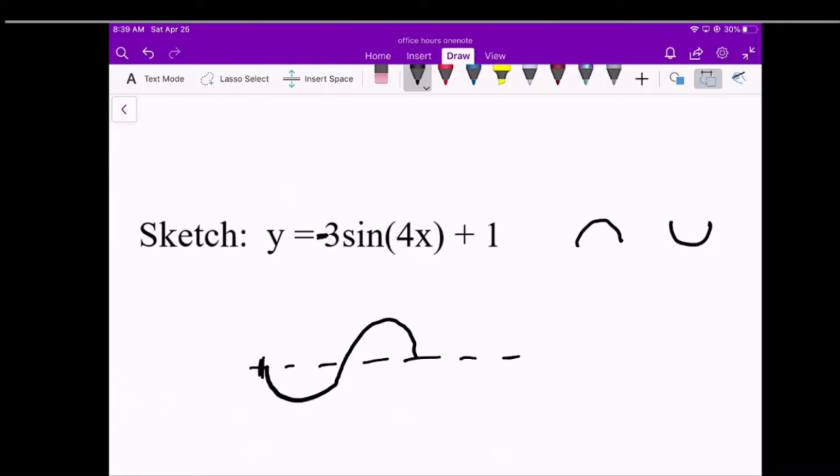It's going to start here at 0. I need to pay attention to this. We're going 4 times as fast. So 360 divided by 4 is 90. That first wave is going to end at 90 instead of 360.